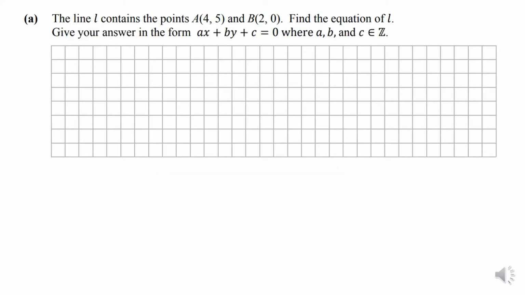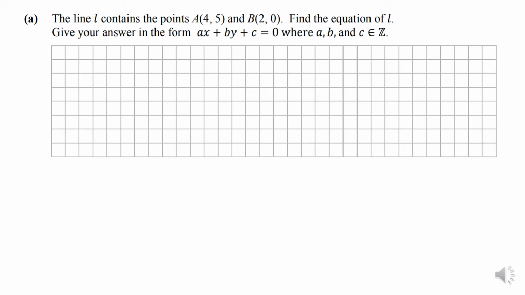And in this video we're doing a 25 mark question from Ordinary Level maths, Leaving Cert Paper 2, and it's on the topic of the line. So part A, the line L contains the points A (4, 5) and B (2, 0). Find the equation of L. Give your answer in the form ax plus by plus c equals 0, where a, b, c are integers.